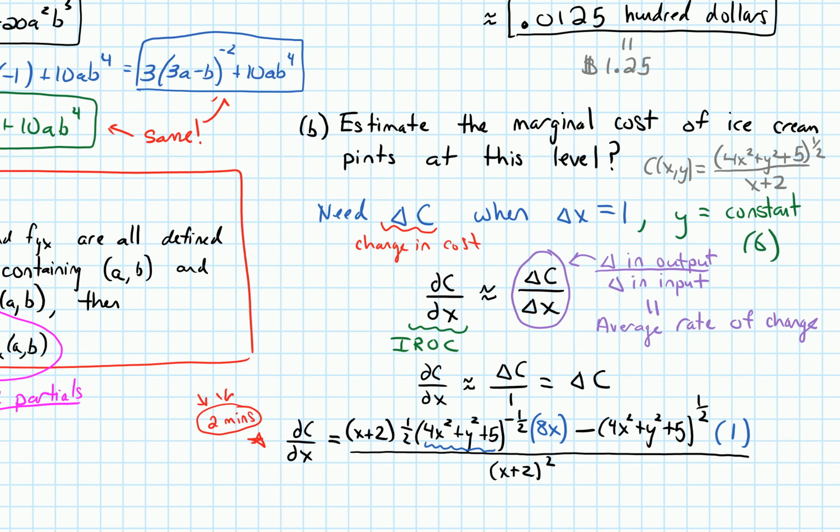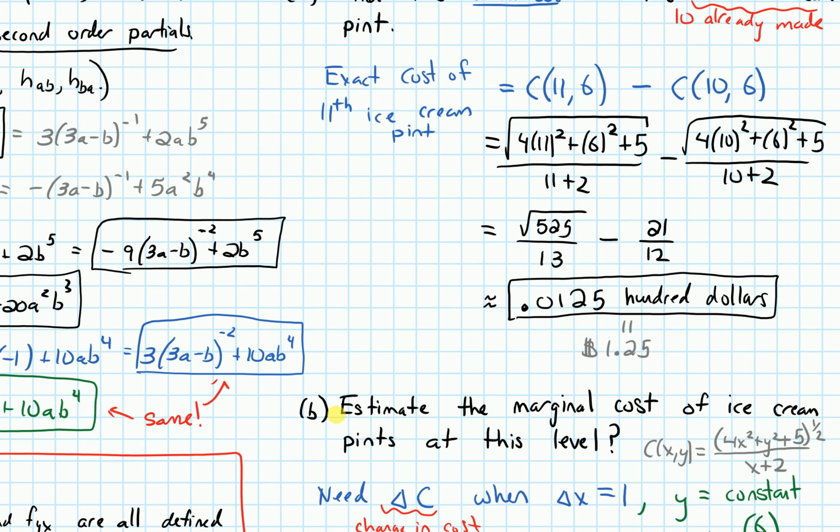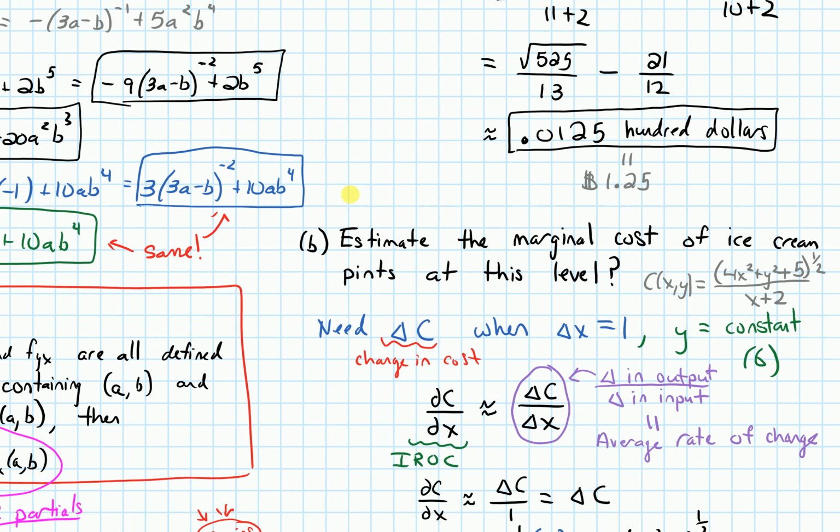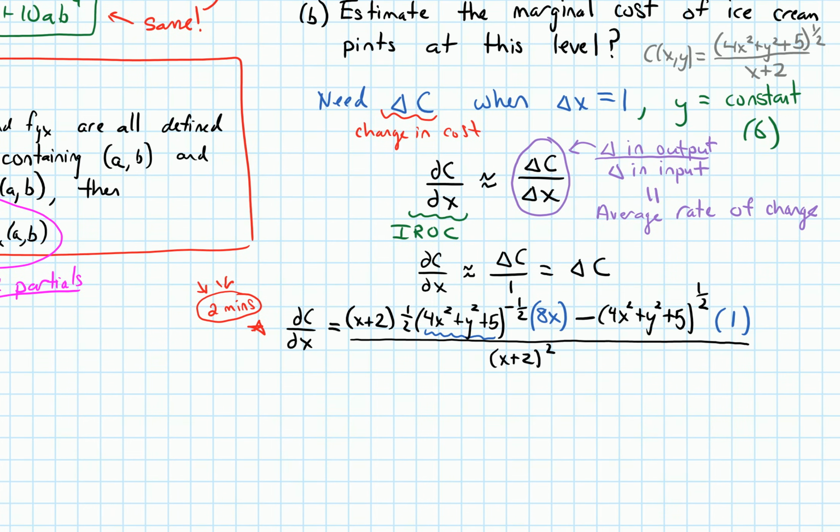All right, so that's our partial derivative, and it asks us to do this at this level. So this level was described at the beginning of the question. The level we're at is 10 ice cream pints and 6 frozen yogurt pints having been made already. So we're going to plug in those values into this partial derivative. So a notation that I use for that is I write dc dx, my partial. I write a vertical line to indicate I'm going to plug in, and my x coordinate is 10, the y coordinate is 6. So notice I'm not plugging in 11 for x because I have to take my current production level into account, which is I'm at 10 right now, and I'm trying to get up to 11. So that's why I'm plugging in 10.